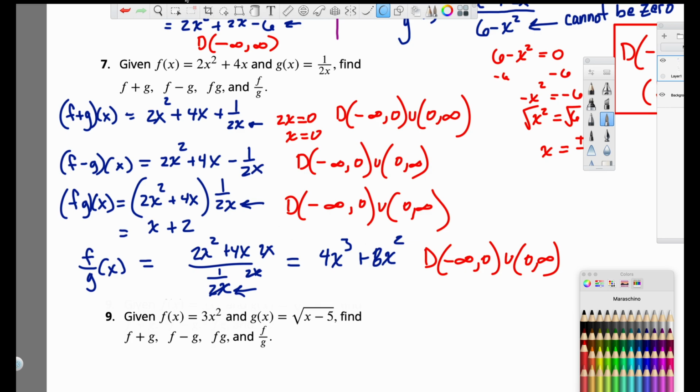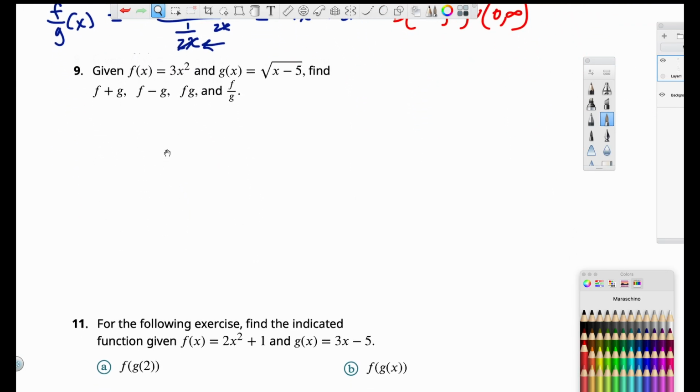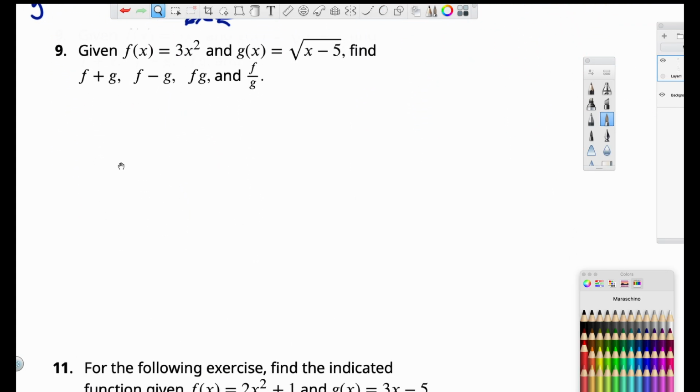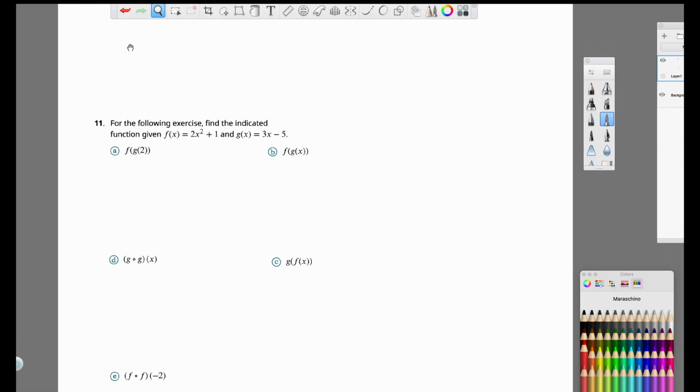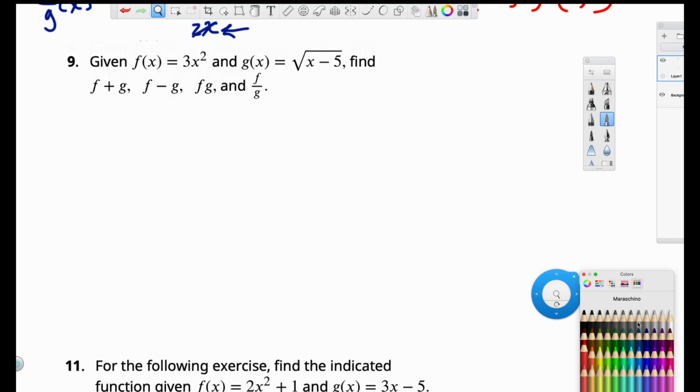Okay, 9. Yeah, I think these get a little bit easier as we go. There seems to be a little bit more work for 7, 8, 9. It's okay. f plus g of x here. Okay, so we're going to add these two together.